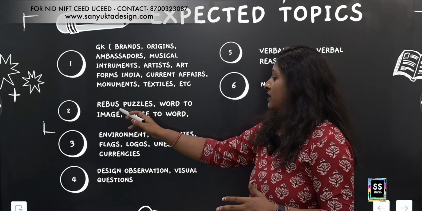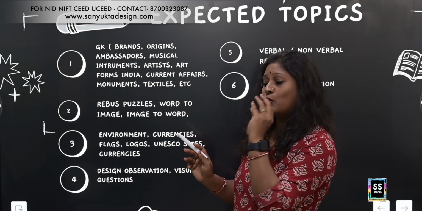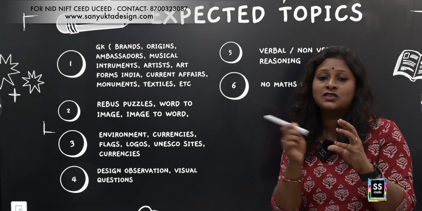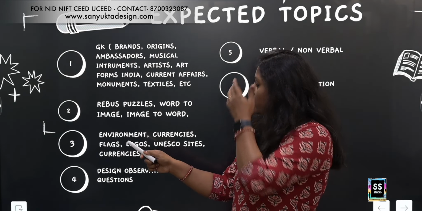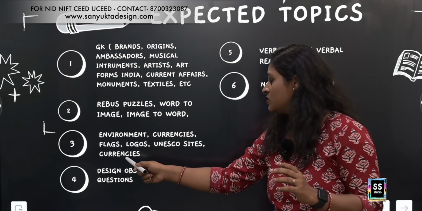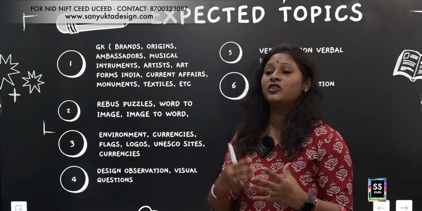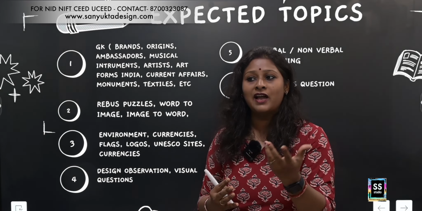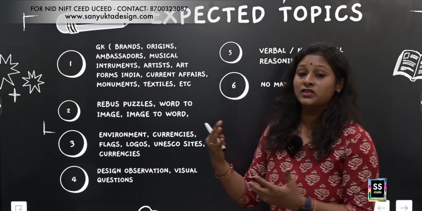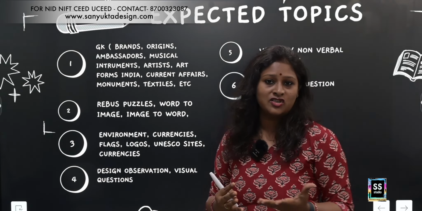Now the second category is your rebus, puzzles, word to image, image to word, where you will be provided with a certain type of image and you will be asked the word it relates to. Similarly, questions related to environment, currencies, flags, logos, UNESCO sites. Sorry, currency is repeated twice, but how can environment-related questions be asked? You will be provided with 2-3 images of leaves and you will be asked which plant they belong to, which vegetable, which fruit. So these questions depend upon your observation skills.